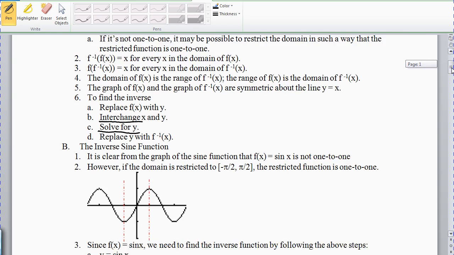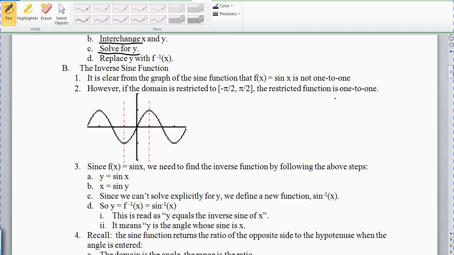So now let's look at some trig, the inverse sine function. Now this is the graph of sine, and as you can tell, it does not pass the horizontal line test. So what we're going to do is restrict it. It's understood that we're going to restrict it from negative pi halves to pi halves, which means we're not looking at that, and we're not looking at that. We're only looking at it from there to there. So that does pass the horizontal line test.